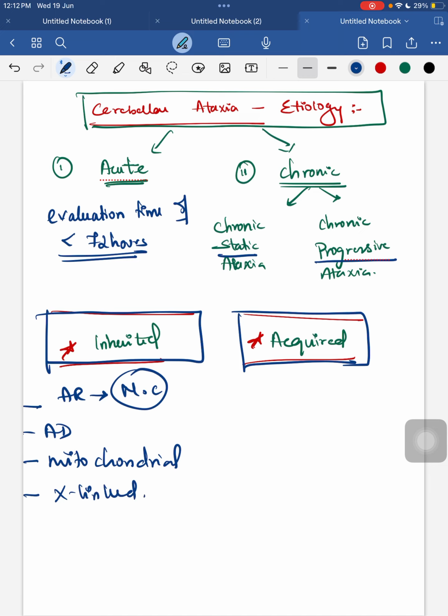Fifth can be due to plastic or paraneoplastic causes. Okay, so these are the reasons for your acute ataxia and your inherited ataxia. Next, we'll go into detail on our acute ataxias.